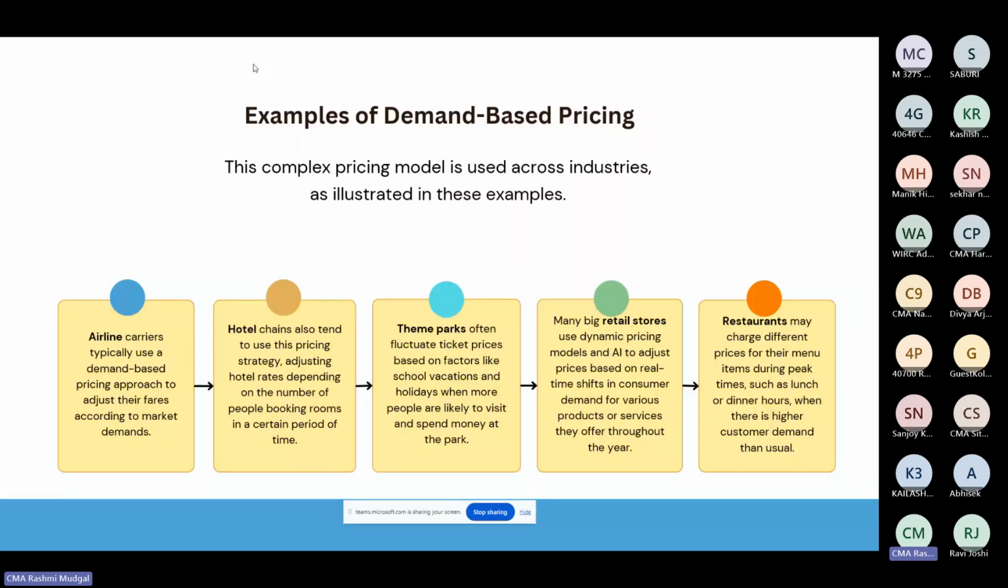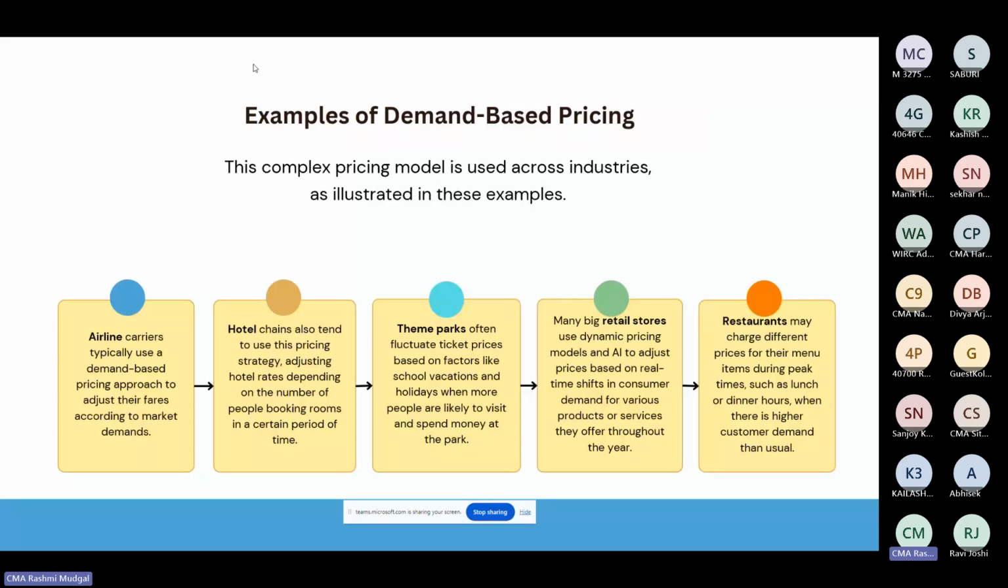In retail stores there is dynamic pricing, AI-adjusted prices, where prices shift in real time with consumer demand for the various products or services they offer throughout the year. Theme parks also fluctuate ticket prices around school vacations or holidays, when people are more likely to visit and spend money at the park. Hotel chains also use this pricing strategy, adjusting hotel rates depending on the number of people booking rooms in a certain period.